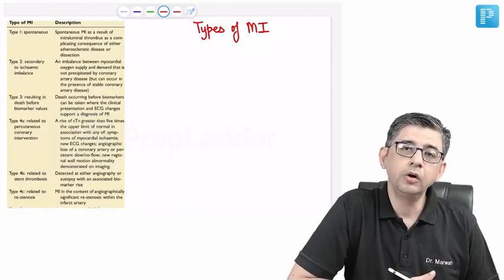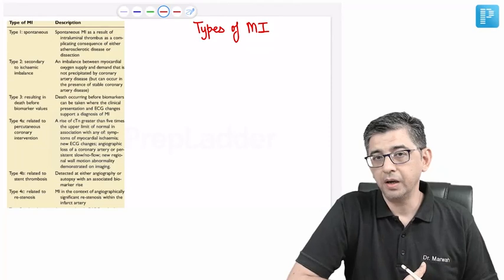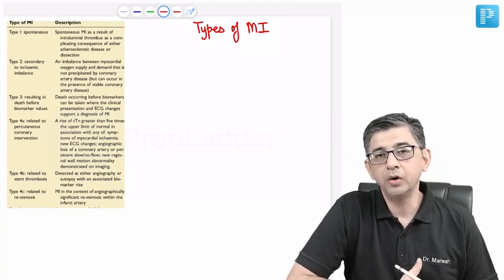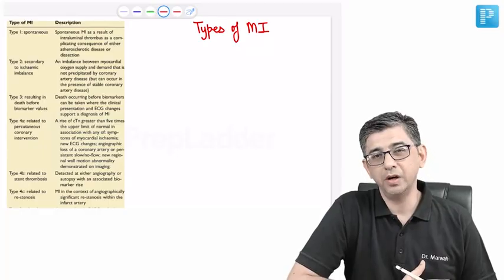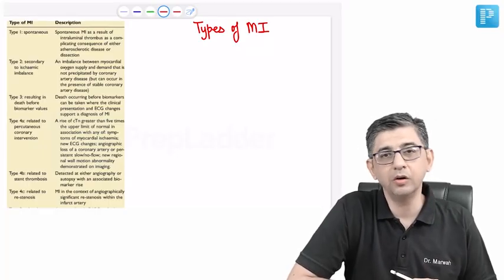Next on the agenda would be to talk about the various types of MI. Now, I've already described MI to you with respect to the surface of the heart involved, but this time we'll be talking about it from the perspective of etiology.